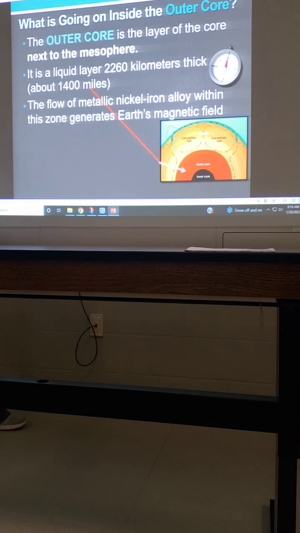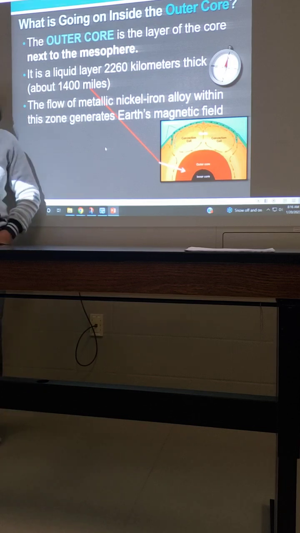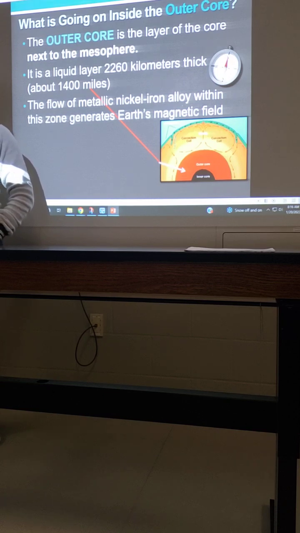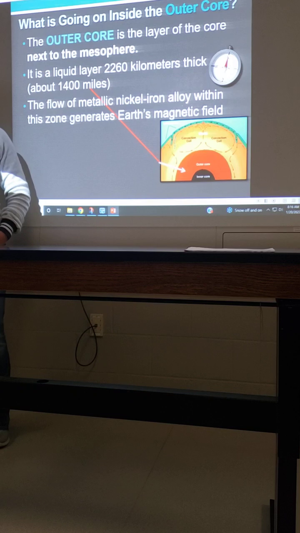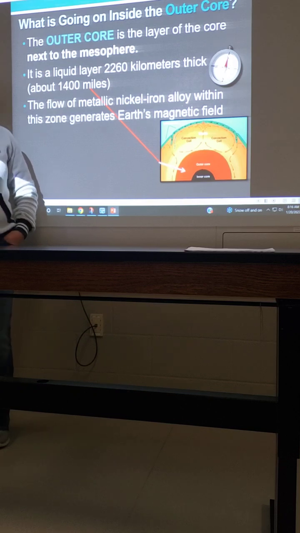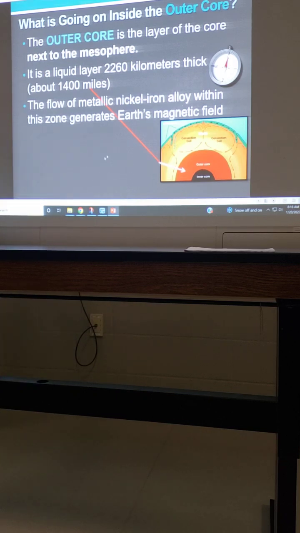Okay. And so this is the area of our Earth that is responsible for us being magnetic, for our Earth having a magnetic field around it. Right, so that's what's important. It's liquid and it is the generating force of our magnetic field. Right, so those two things are very important, and you will need to recognize that those go with the outer core.